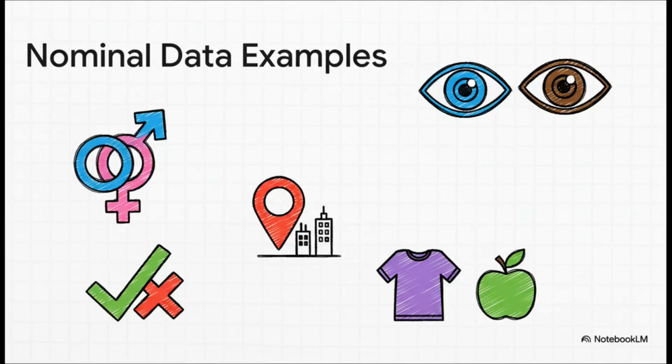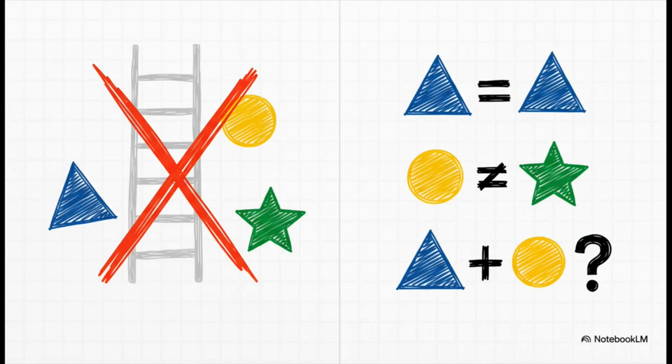And you see this stuff everywhere, right? Gender, eye color, the city someone lives in. In every single one of these cases, one category isn't ranked higher than another. They're just different. They're literally just names. So, if you remember one thing about nominal data, let it be this. There is absolutely no inherent order. You can't do math on them. The only thing you can really do is check if two things are the same or if they're different.